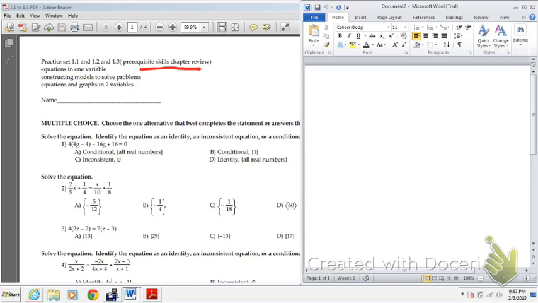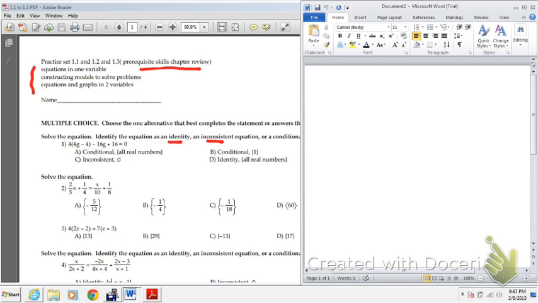So let's start off with the skill sets. I'm going to go through this practice set with you, and like I said, I might go through it kind of quickly, so you really have to self-diagnose and see where your areas of strength and weakness are. Number one, identify the equation as an identity, an inconsistent equation, or a conditional equation. My first thing I want to say is if you have no idea what that language means, like what is an identity or an inconsistent equation, don't worry about that right now. Let's just focus on solving it.